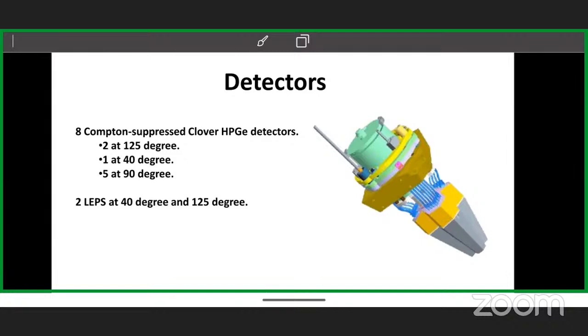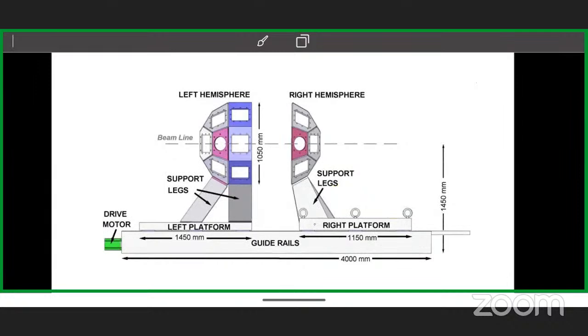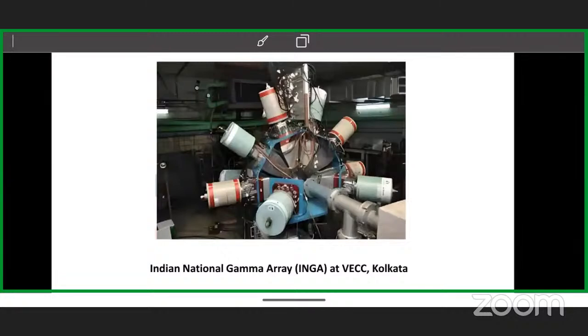Why do we need to put these detectors at different angles, and how do we do that? We put these detectors at different angles for a very specific purpose, in order to calculate DCO and polarization asymmetry, which I will talk about in the next slides. So how do we put them? We use a frame. We set our detectors at different angles in this frame, which is made out of stainless steel, a very robust structure. And after connecting every wire and giving the bias to the detectors, this is how it looks. This is the Indian National Gamma Array at Variable Energy Cyclotron Centre, Kolkata, which is a very robust system designed and functioning for nuclear structure and gamma ray spectroscopy.